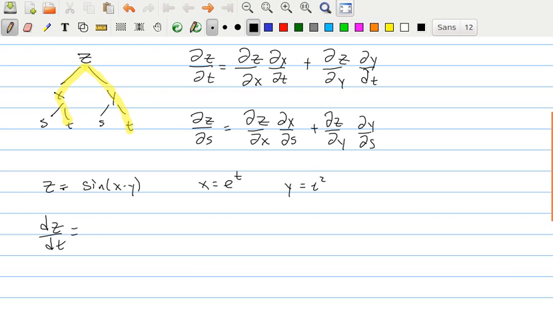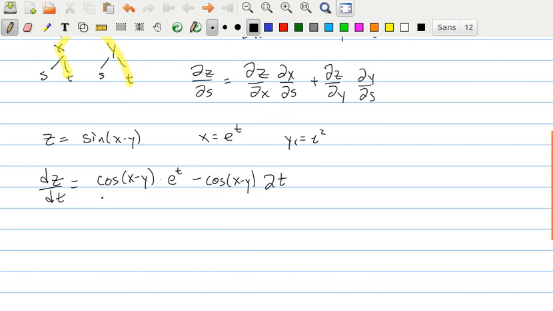So first I see that z depends on x, so we've got the partial of z with respect to x, which is cosine of x minus y, times the derivative of x with respect to t, which is e to the t. That's our first term, plus the partial along the y branch, which is negative cosine of x minus y. That was the partial of z with respect to y, times the partial of y with respect to t, which is 2t. Now ultimately, this is supposed to be a function just of t, so at the end, we eventually need to replace all the x's with e to the t, and replace all the y's with t squared.